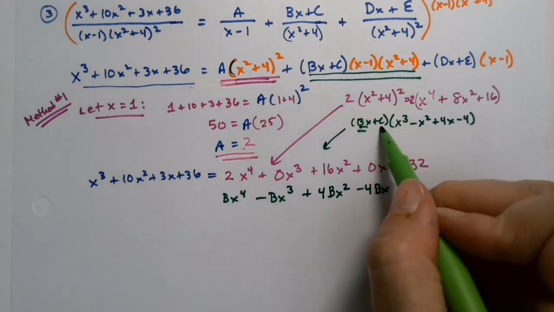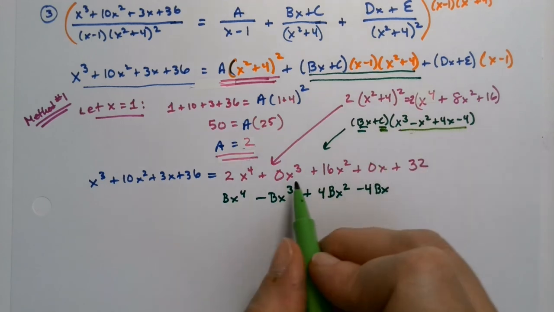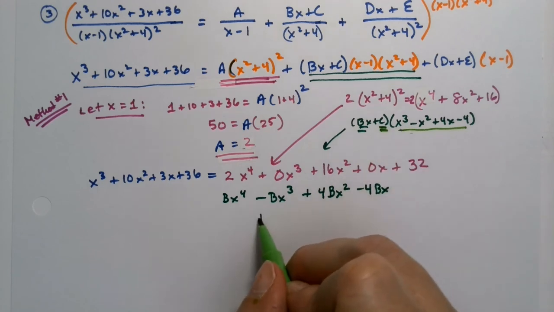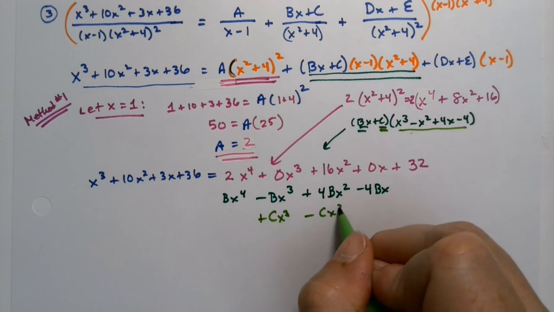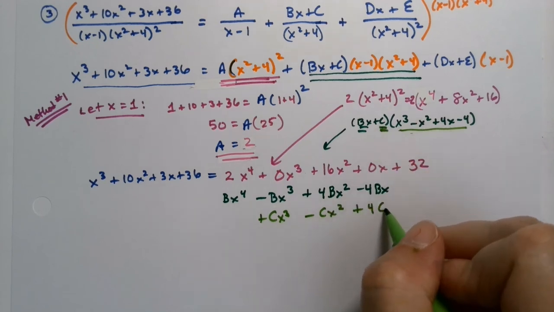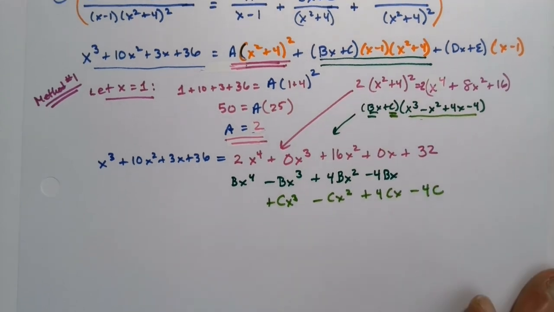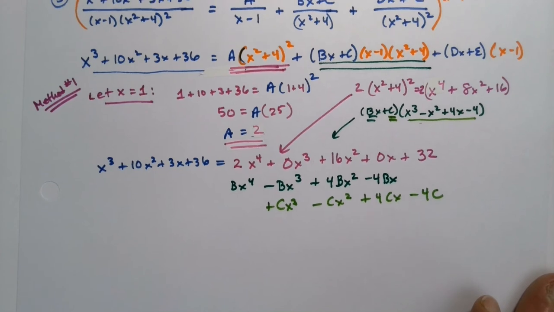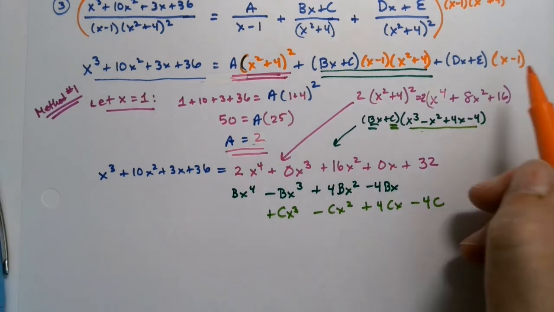And then let me do the c in a different color green, just so you guys can see it. So c would be cx cubed, minus cx squared, plus 4cx, and then minus 4c, like that. All right, that was the hardest one. And then the last one is the dx and e. I'm running out of colors here. I'll do it in orange for this one.